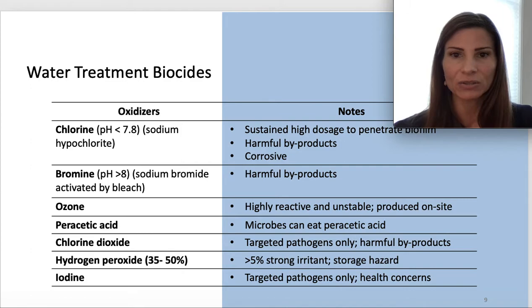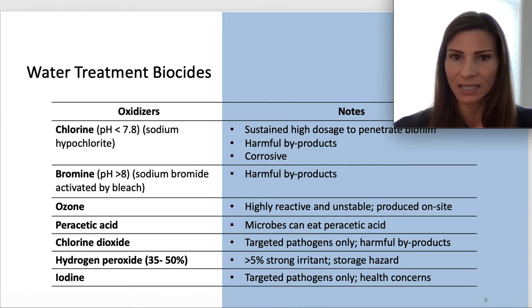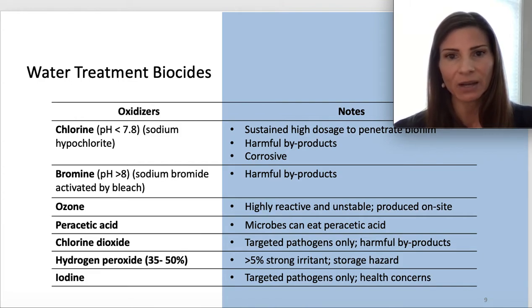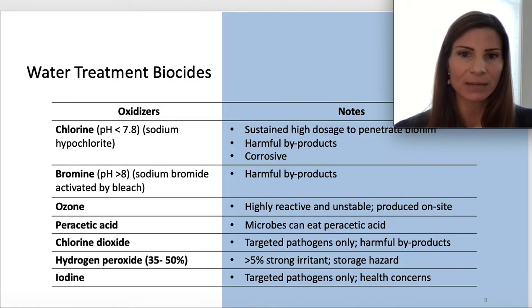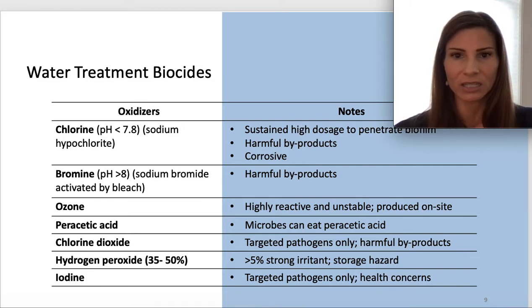Bromine is commonly used for systems above pH 8, however, it also has hazardous halogenated byproducts. Ozone is effective, however highly reactive, unstable, and has to be produced on site. Peracetic acid kills quickly and is known to disrupt sulfur bonds, so it can break up proteins and peptides, and it penetrates cells better than hydrogen peroxide and some other oxidants, which may be why it kills so quickly. However, microbes can eat it, removing it from the water.